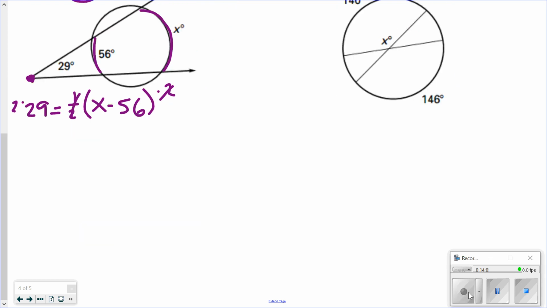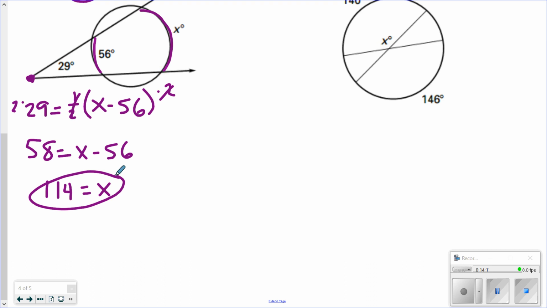2 times 29, I get 58 is equal to x minus 56. Add 56 on each side. 114 then is equal to x.